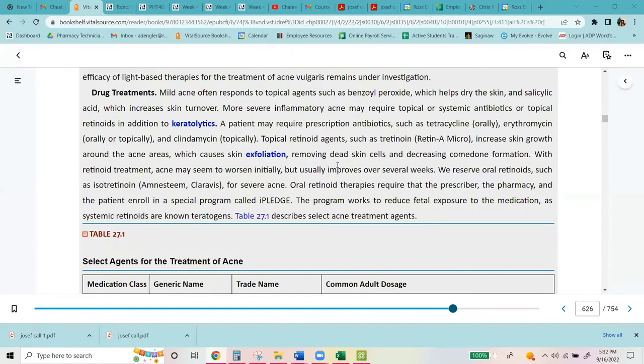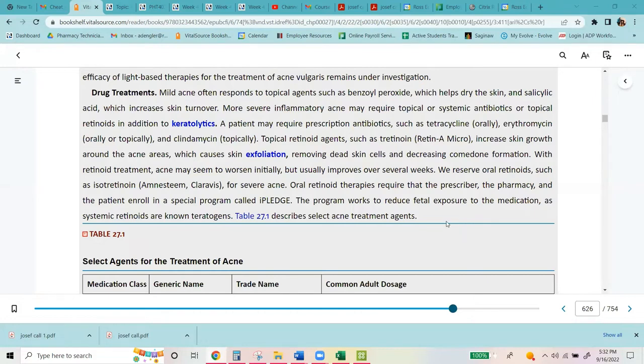Mild acne often responds to topical agents such as benzoyl peroxide, which helps dry the skin, and salicylic acid, which increases skin turnover. More severe inflammatory acne may require topical or systemic antibiotics such as tetracycline, erythromycin, and clindamycin.